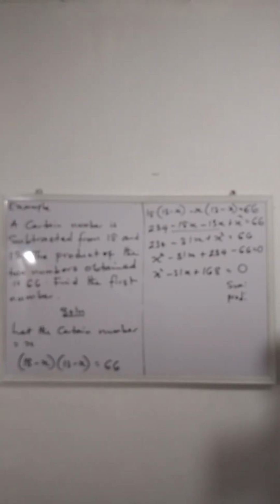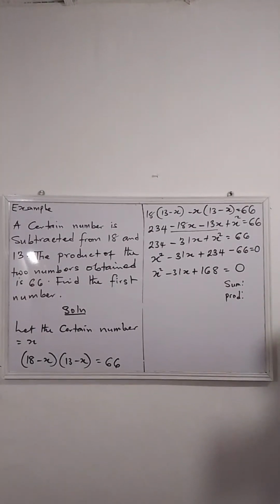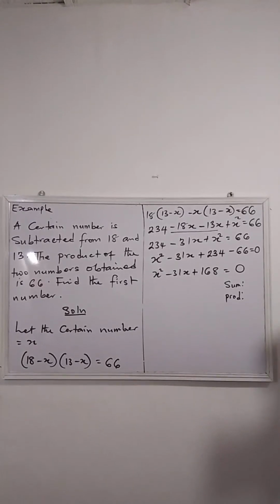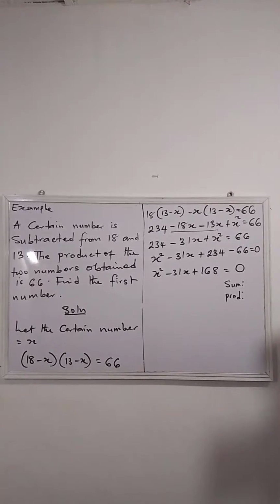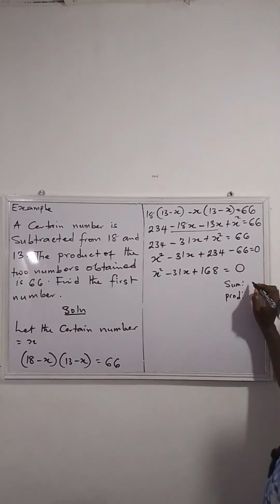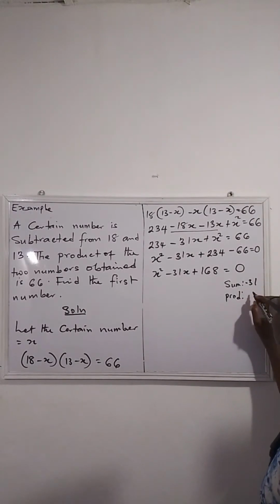Okay, I can see answers here. I can see Uber, you have minus 31 and 168. Tosin, I can also see Riscott. All right, now we have the sum to be minus 31 and the product to be 168.